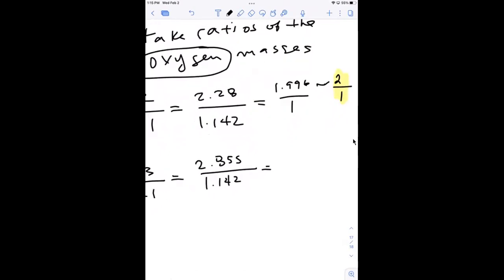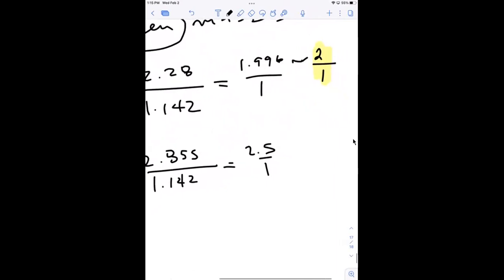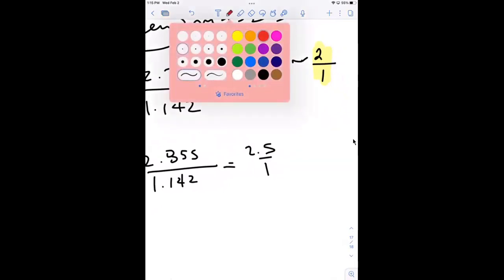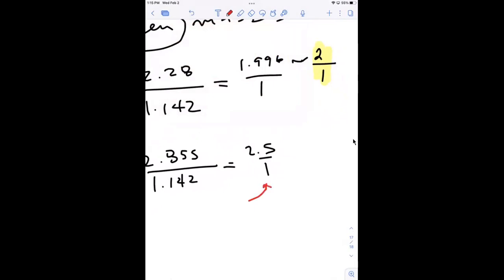$2.5. Excellent. So 2.5 to 1. Now, here's the thing. We can't necessarily round that number up, because we want it to be a whole number, right? It's got to be a whole number. So what we can do is make it into a whole number. We're going to take this ratio and make the numerator a whole number.